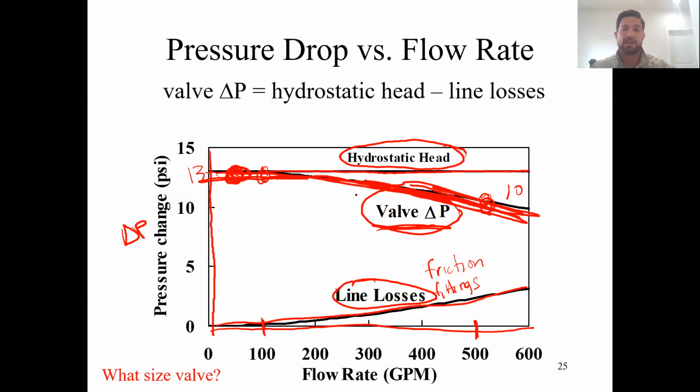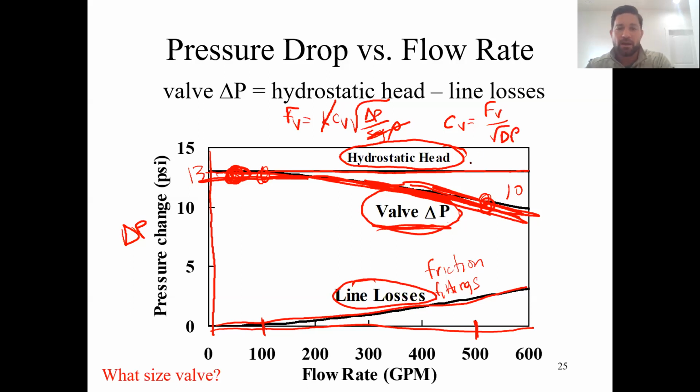To determine what size valve we need for these flow rates, we go back to FV equals K CV times the square root of delta P over SG, or we should call this over rho, and rho is in SG. Using the right units, using water, we can get CV equals FV over the square root of delta P.